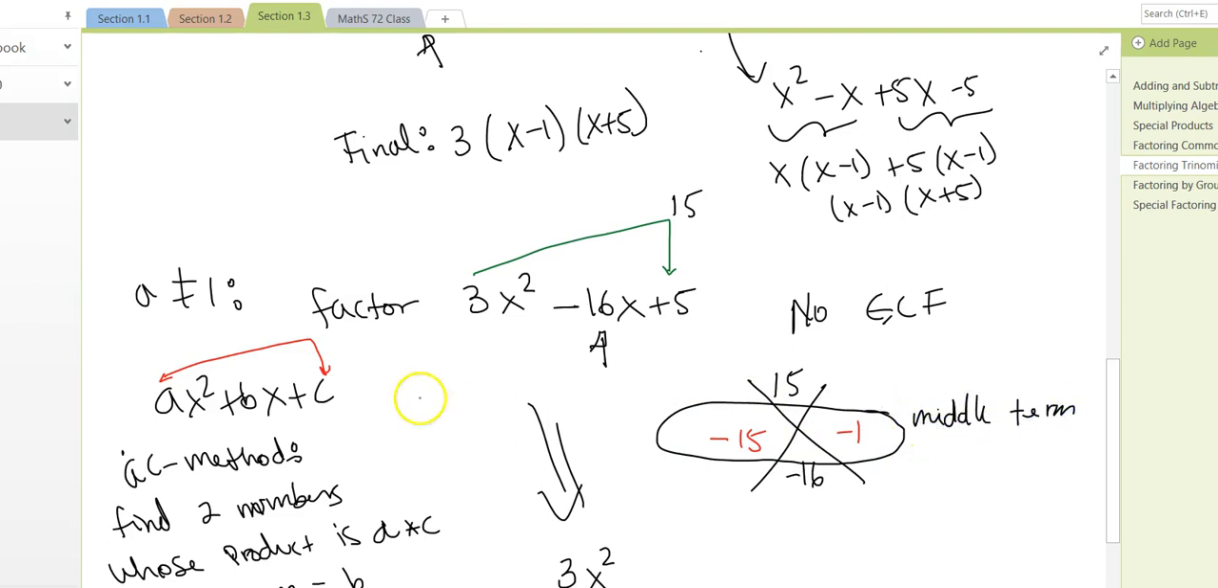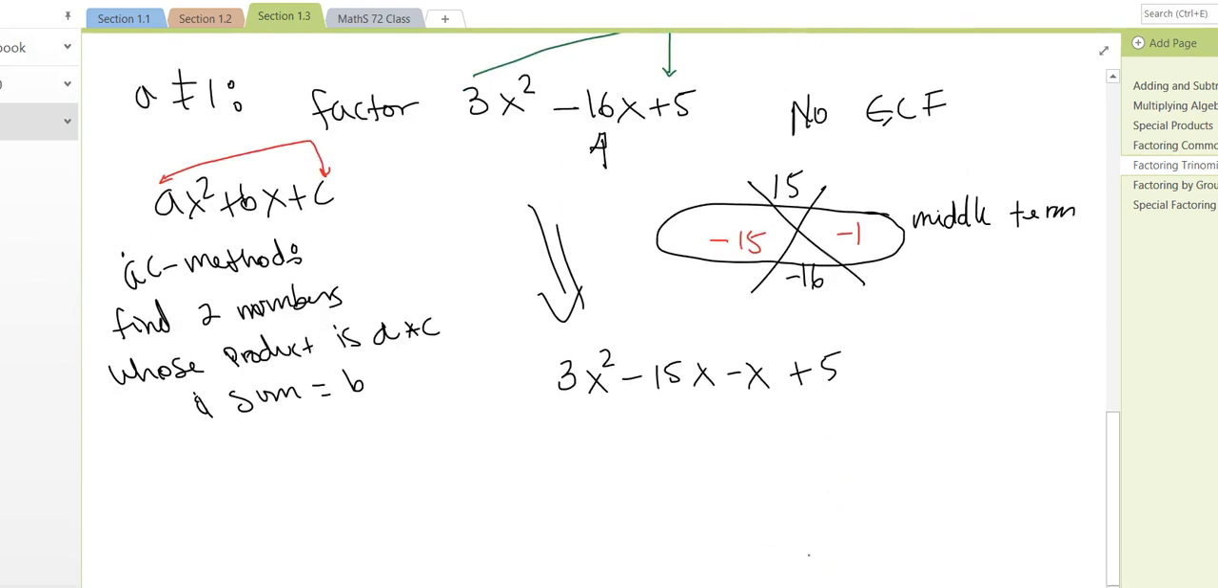So the middle term is minus 16, but I'm going to rewrite it as minus 15x minus 1x, and then plus 5. And now we factor by grouping. So what do these two have in common? They have a 3x in common, and you're left with x minus 5.